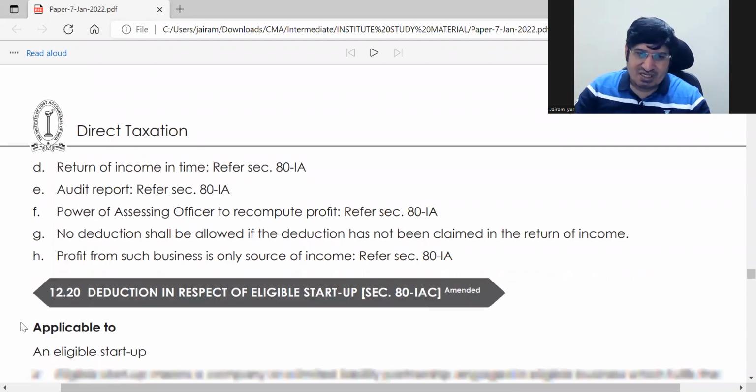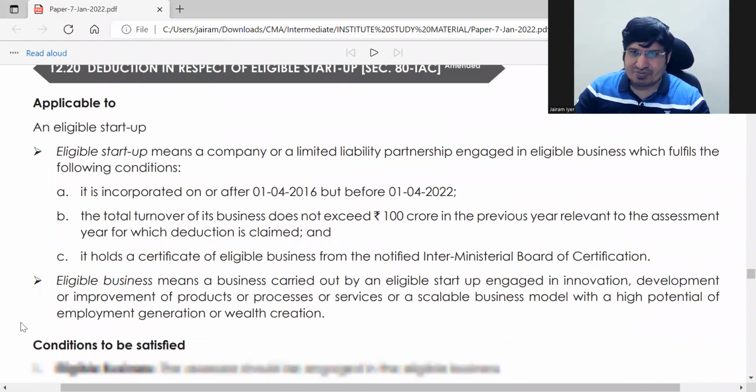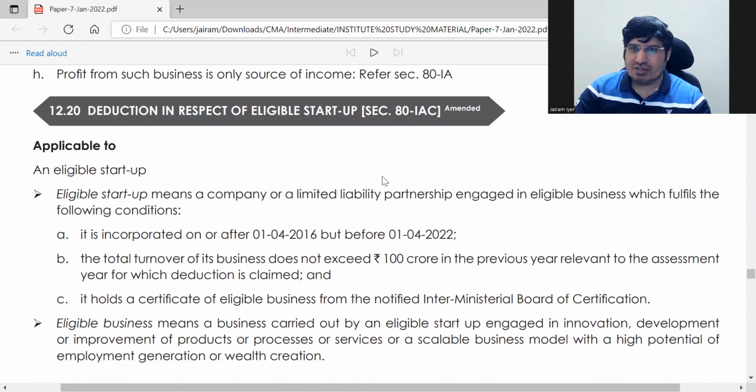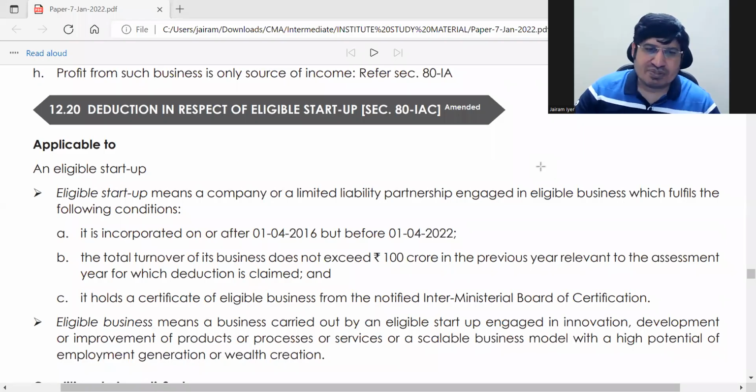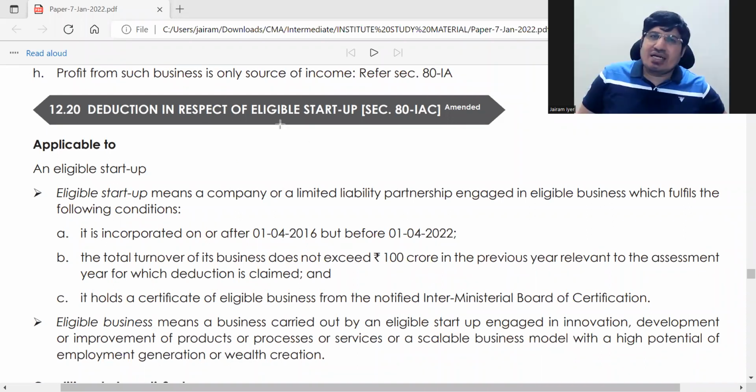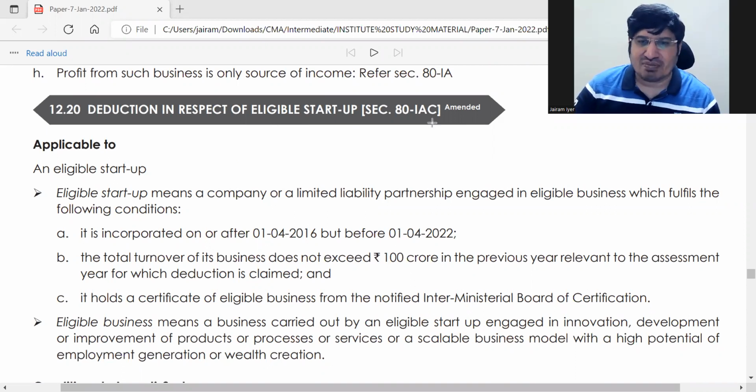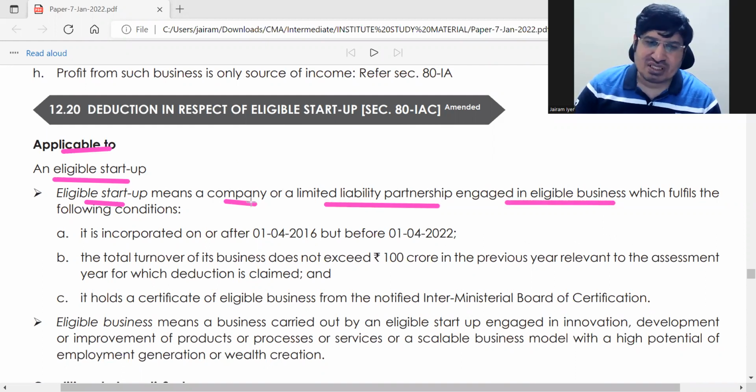Okay, so this is for an eligible startup. Startups are comparatively smaller businesses. ठीक है, people who are starting new businesses, but it has got some good innovation or that kind of potential. So that is called as startup, eligible startup. Okay, so इसमें, so it is applicable to an eligible startup. ठीक है, what is eligible startup? It can be a company or LLP. Okay, engaged in eligible business which fulfills below conditions.